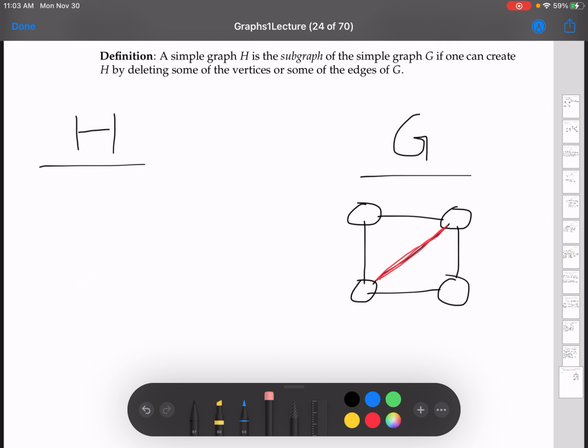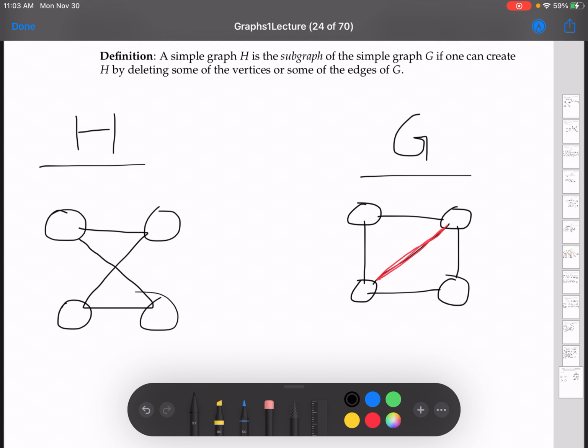Now let's draw another H here. Let's draw this one. Now is H a subgraph of G? And in fact, it is. Yes, it is. It doesn't seem like it is, but it is.